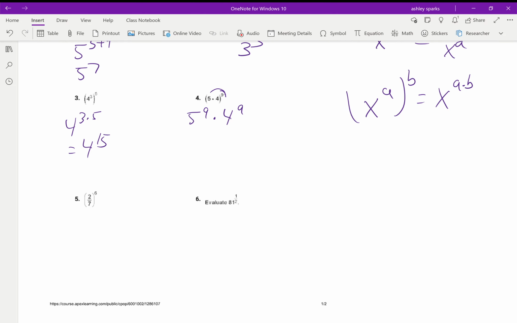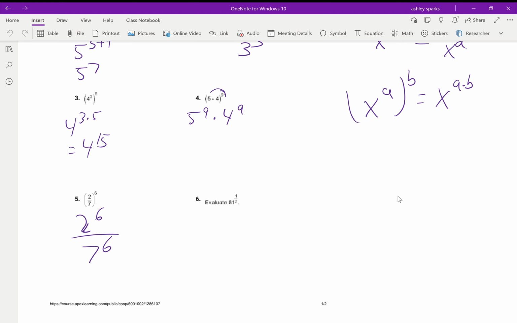Same thing happens when you have division. Okay, that 6 goes to both. It gets distributed to both pieces. So this would be rewritten as 2 to the 6 over 7 to the 6. Again, you could do 2 to the 6 in a calculator. We just don't need a ridiculous number right now.